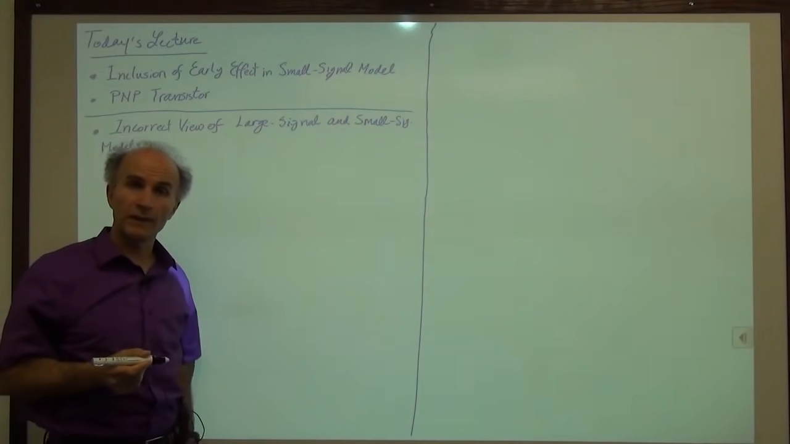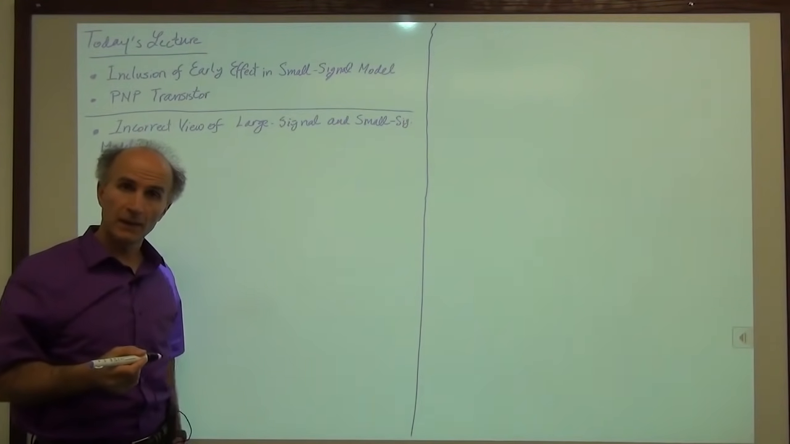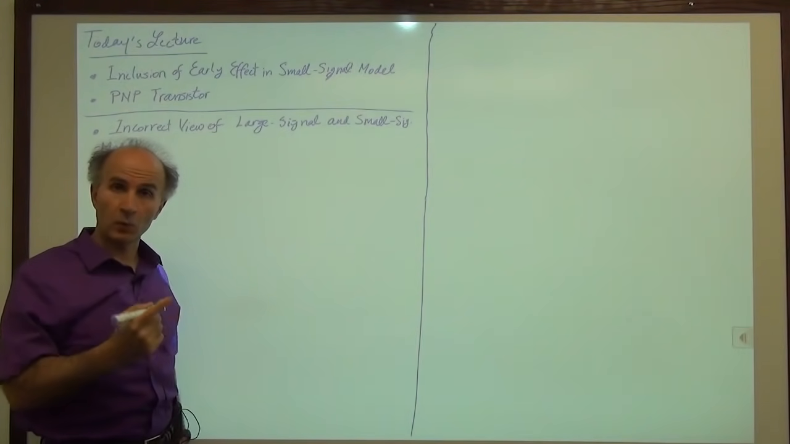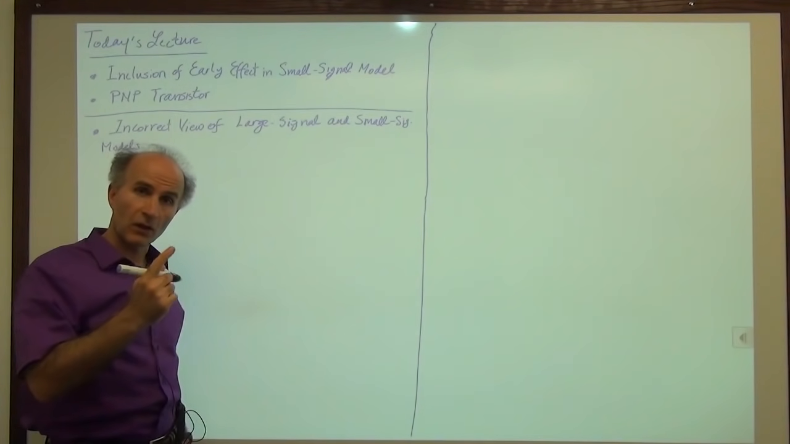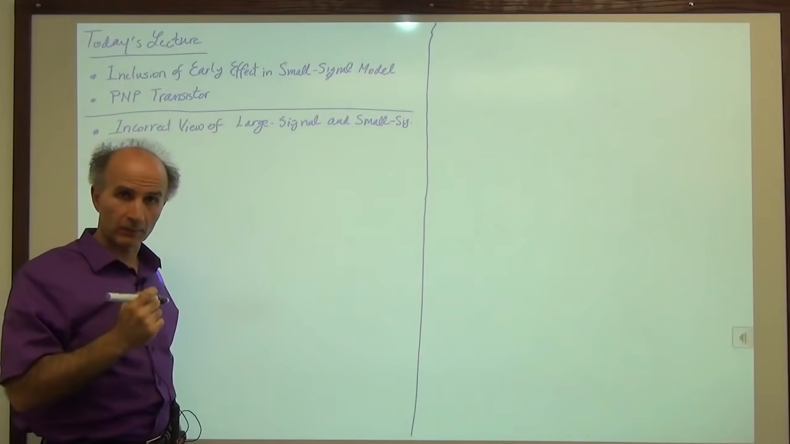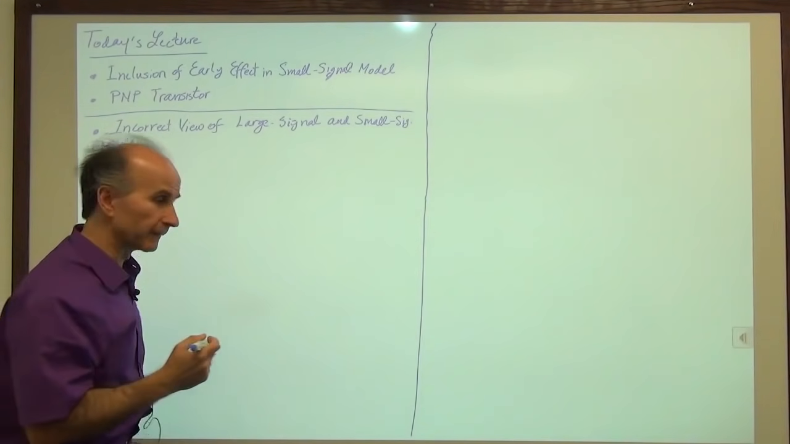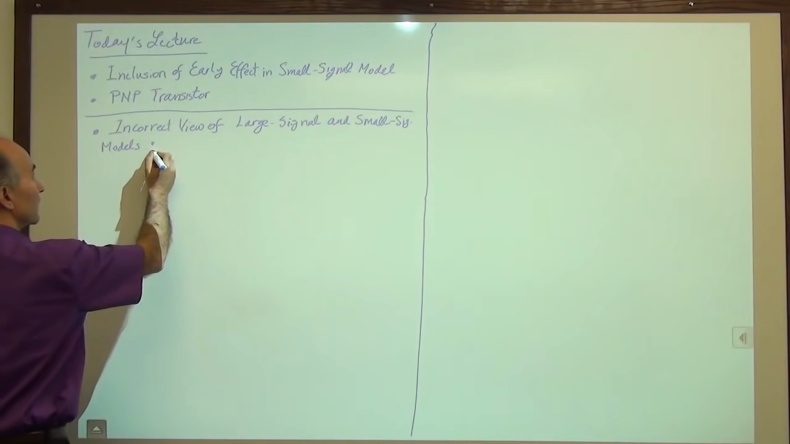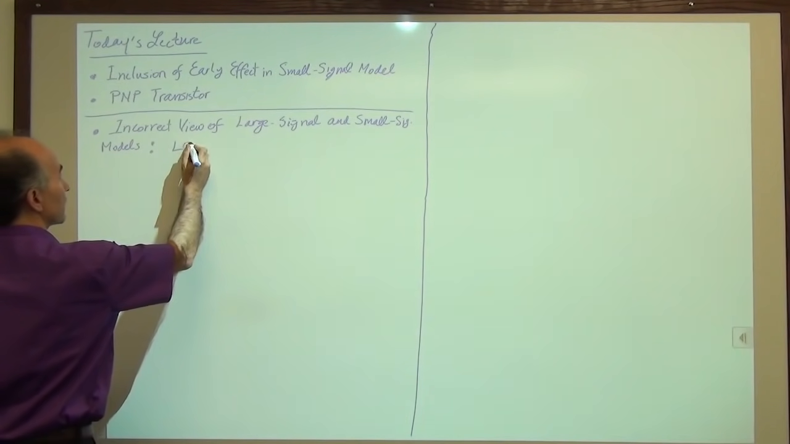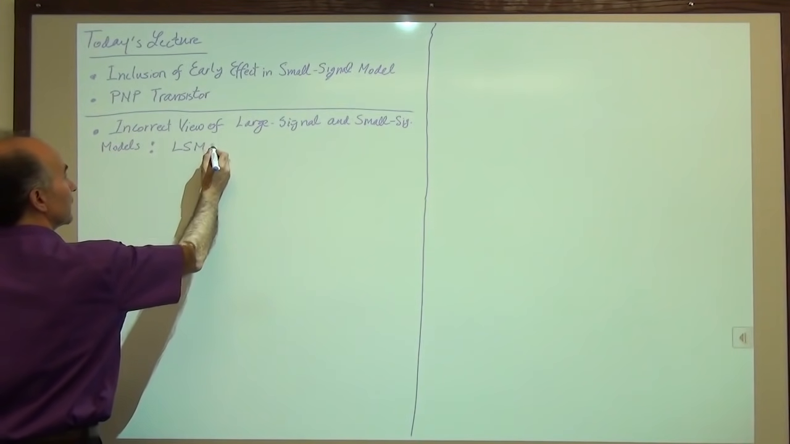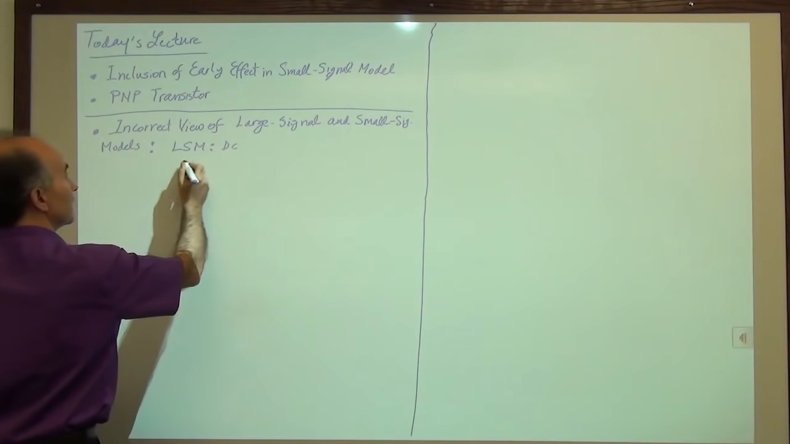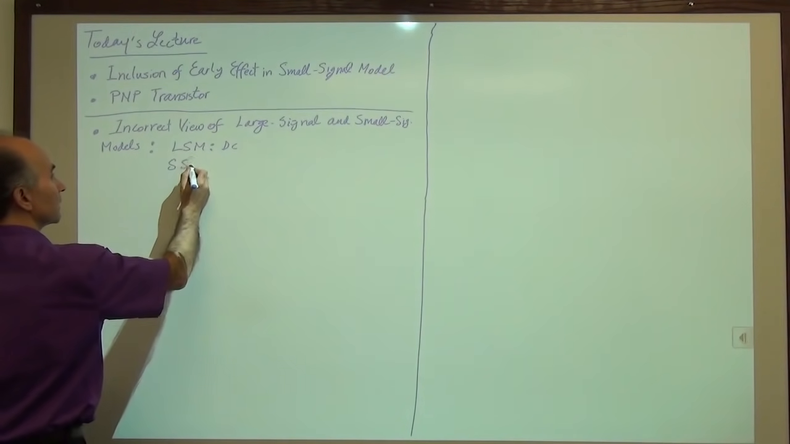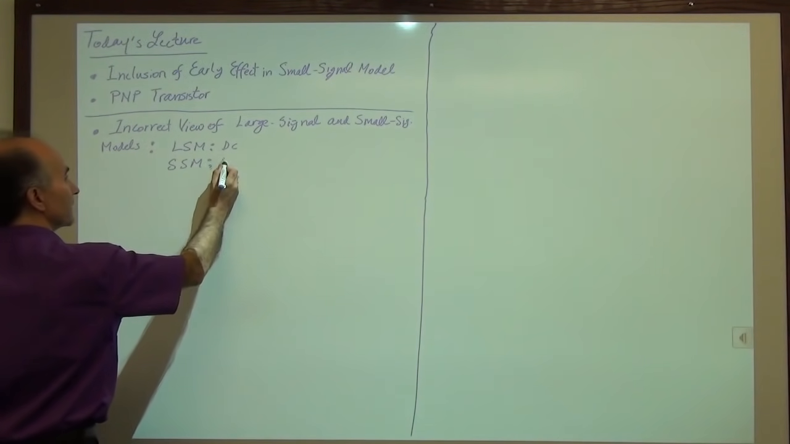Sometimes when I give quizzes to my incoming students, I ask this question: what is the difference between the large signal model and the small signal model? And this is what they say. Large signal model is for DC, small signal model is for AC.